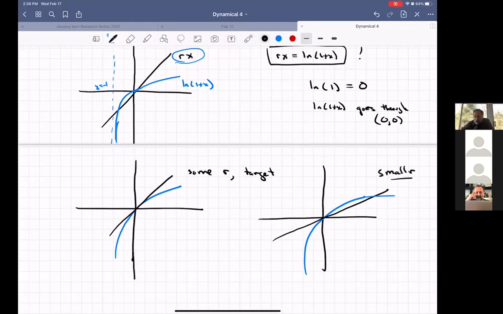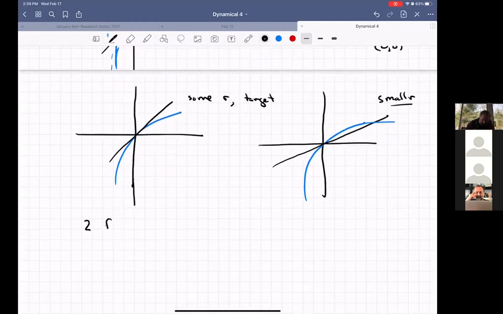So at small r, there's two fixed points. One's on the right, one's at the origin. At large r, there's some value at the origin and on the left. Does that make sense? Okay, so I'm following. So there's two fixed points. So that seems to imply it's going to be a transcritical bifurcation.